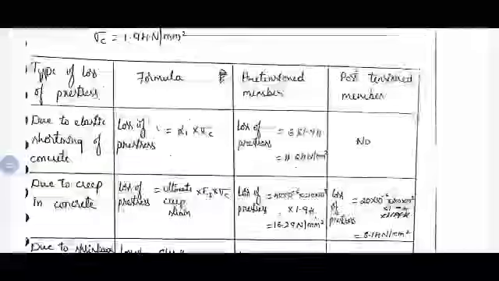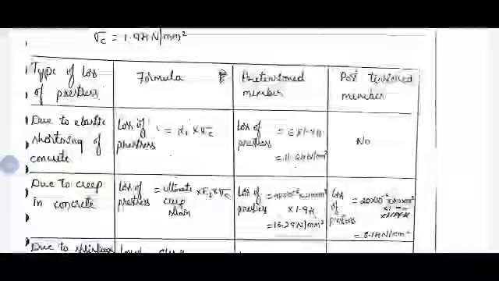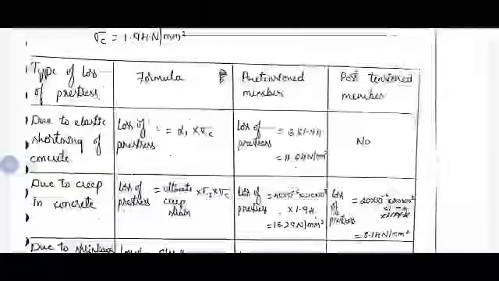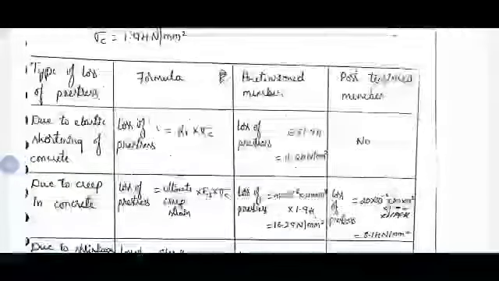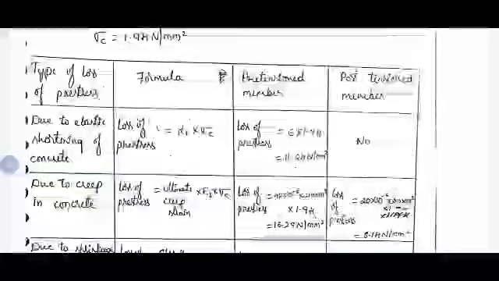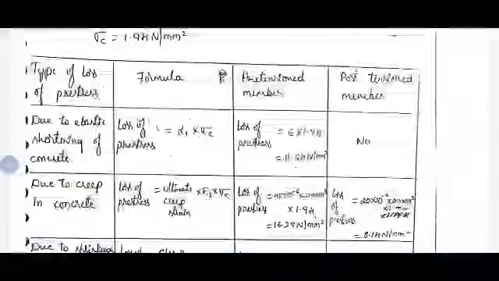So first column is type of loss, formula, pre-tension member, post-tension member. Due to elastic shortening of concrete, this is first loss. For that we have a formula, modular ratio into stress in concrete at the level of steel, alpha E into sigma C. In case of pre-tension member, there is a loss due to elastic shortening of concrete. So we have calculated and we got 11.64.